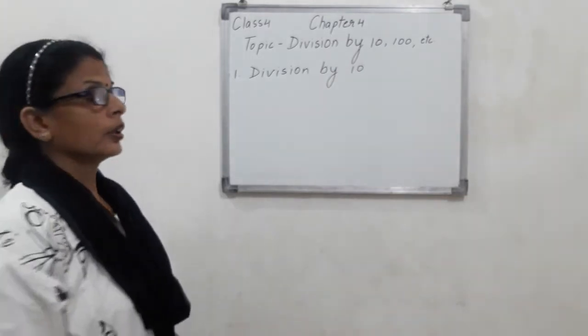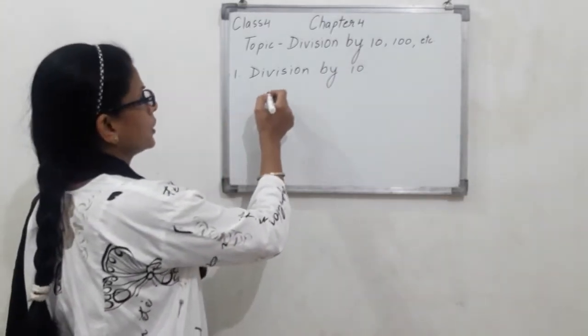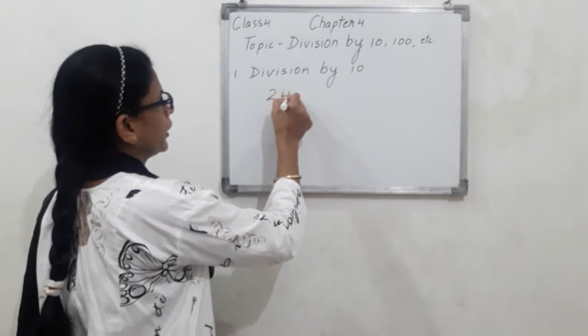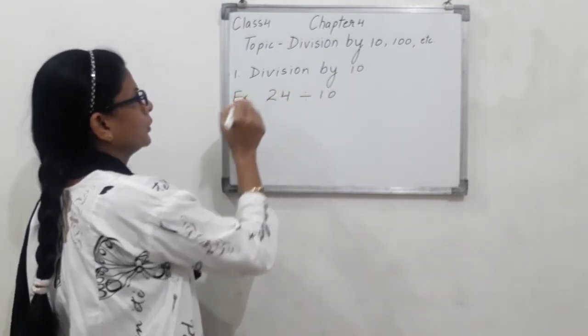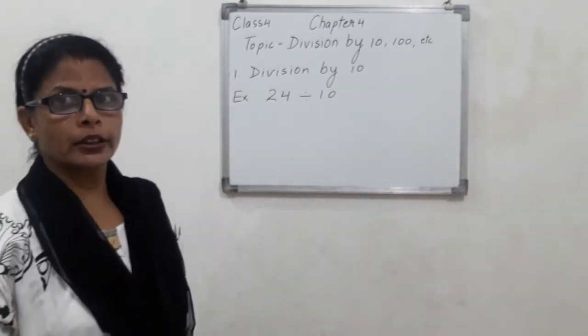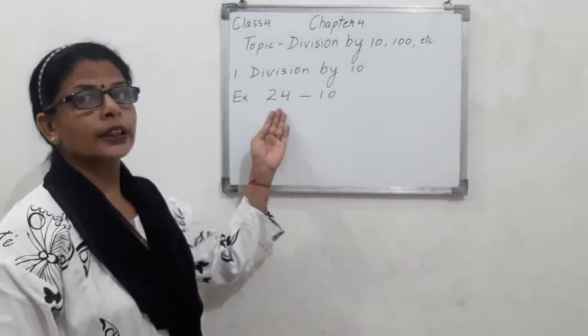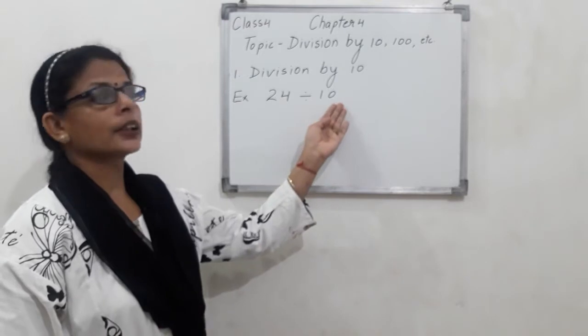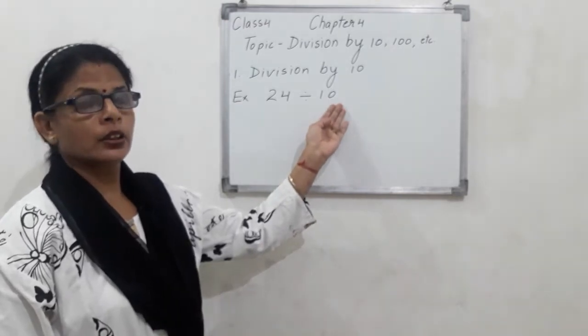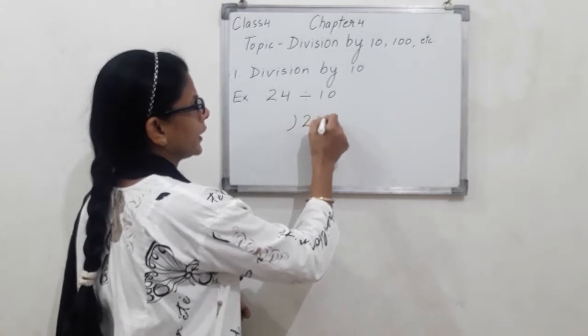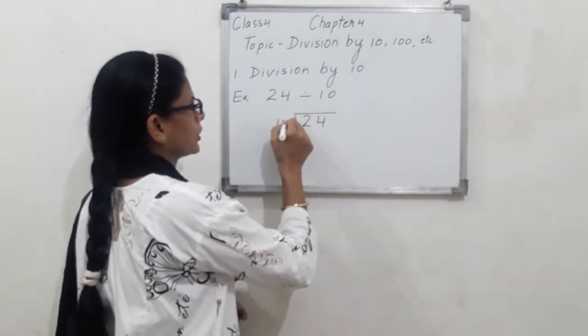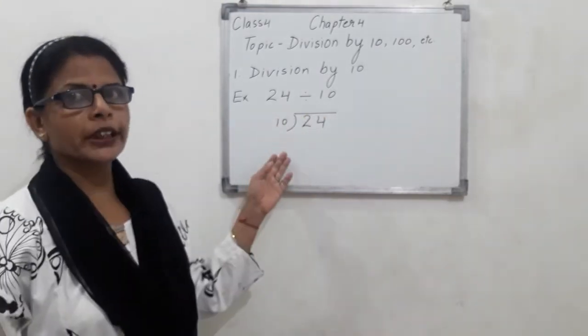Suppose the question is 24 divided by 10. First example, 24 divided by 10. All of you know that this is the dividend and this is the divisor. So, we write in a division form, 24 inside and 10 outside. This way only we write.